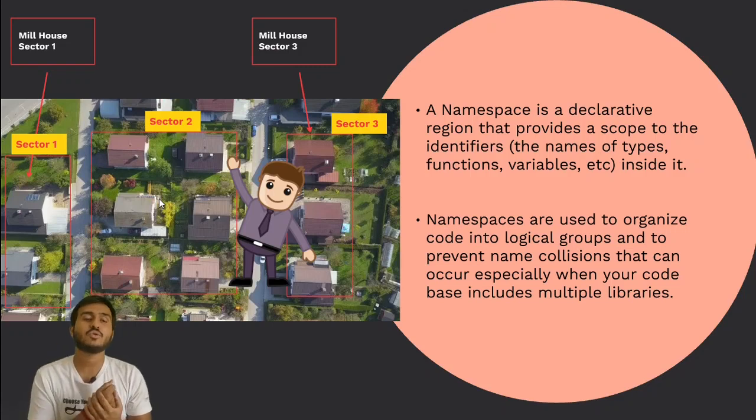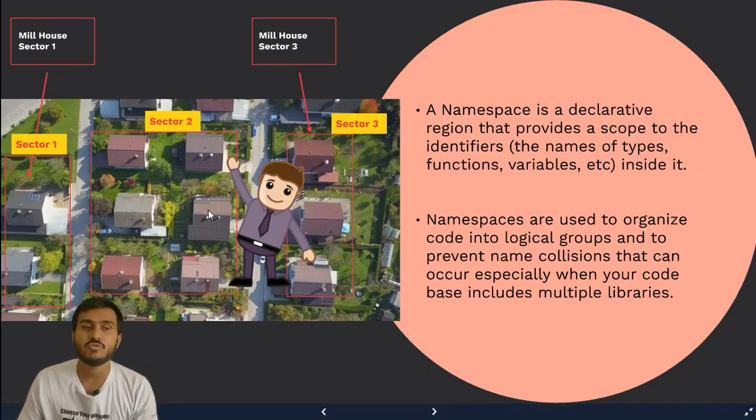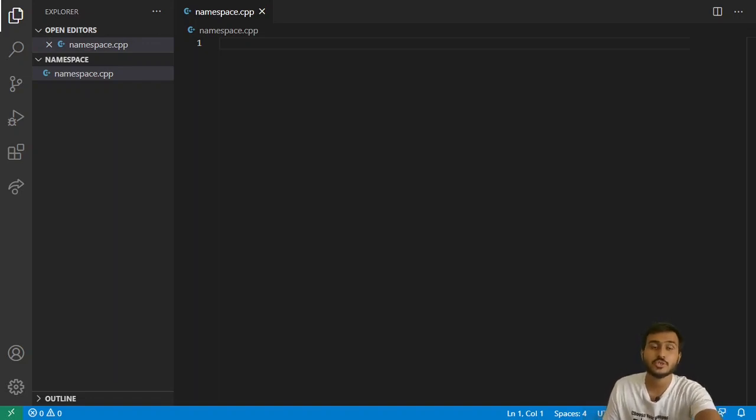Now let's quickly go to Visual Studio Code and see how we can create our first namespace, how we can put some identifiers in it, and how those identifiers will get the scope of a namespace. So let's quickly jump on to Visual Studio Code. All right, okay, so now we are on Visual Studio Code.